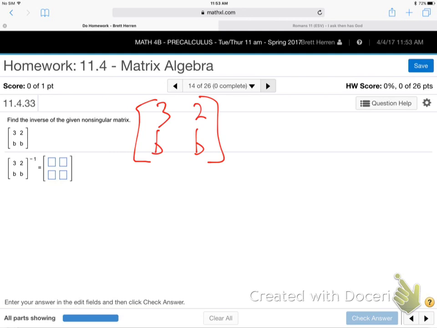Which is better known as B. 3B minus 2B is 1B, or B. So switch the main diagonal, change the signs on the other diagonal, divide all 4 by B, because B is the determinant, isn't it? 1B, B.